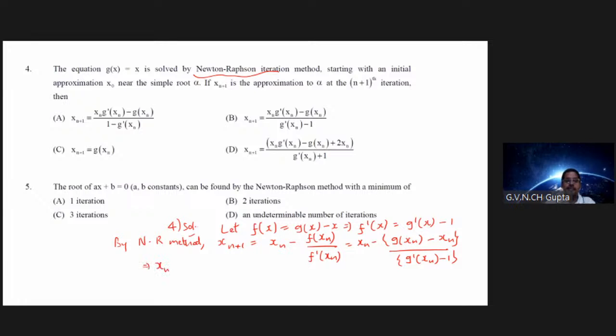this implies x_{n+1} is equal to x_n into (g dash x_n minus 1) minus (g of x_n minus x_n) divided by g dash x_n minus 1. The plus x_n minus x_n cancelled. So you get x_n g dash x_n minus g of x_n over g dash x_n minus 1. So you will be getting directly the option B answer. Okay, so now the fifth one.